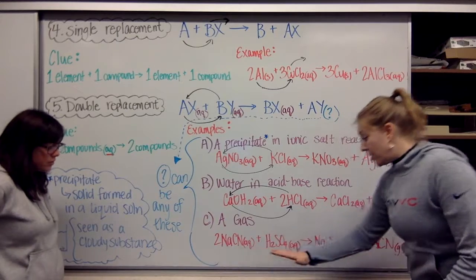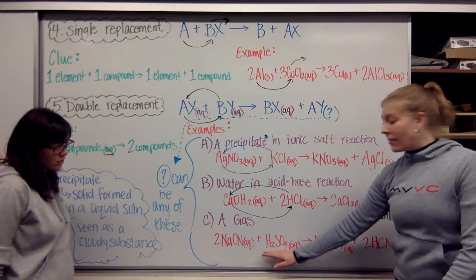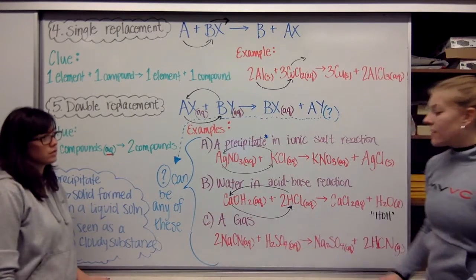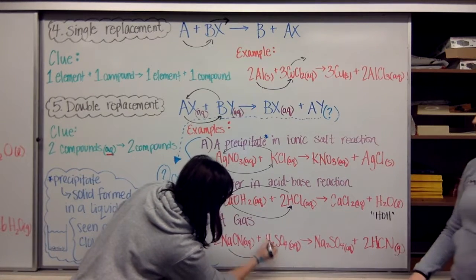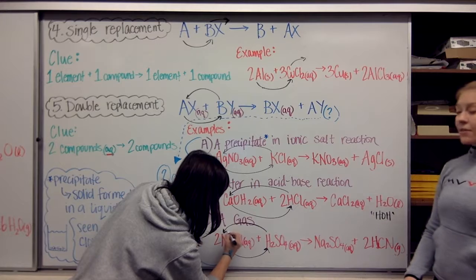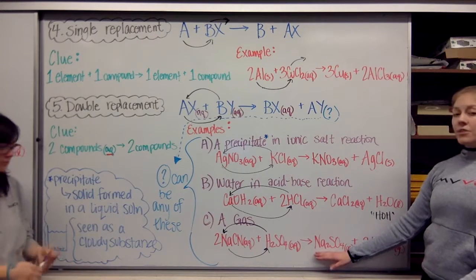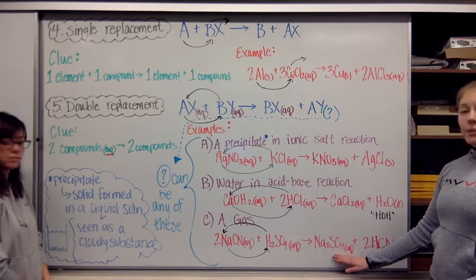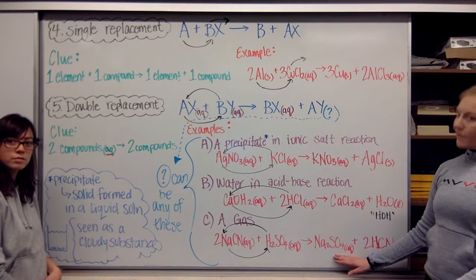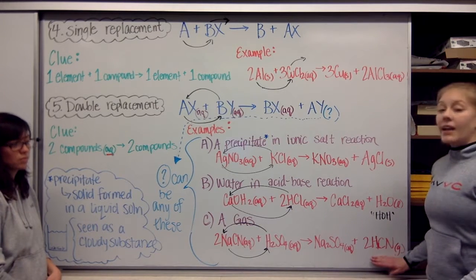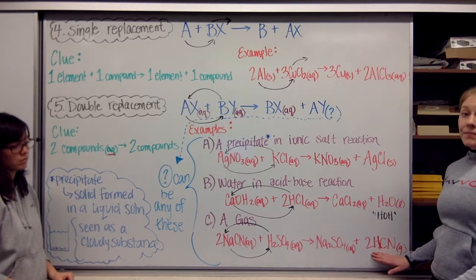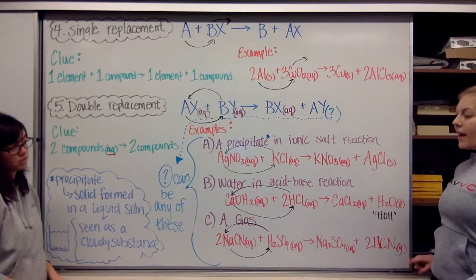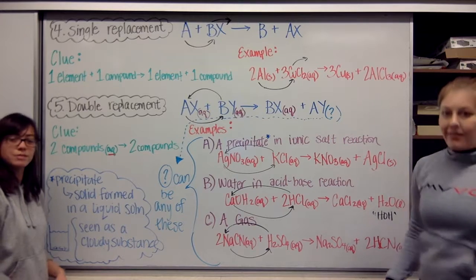We have our two reactants, both compounds, both aqueous. Sodium is going to come in. It's going to kick out the hydrogen. Hydrogen is then going to kick out the sodium. And as a result, we have sodium sulfate formed. This is our aqueous product. We're always having one aqueous product. And our gaseous product, which is hydrogen cyanide. All right? So solid, liquid, gas formed in this last class of reaction.